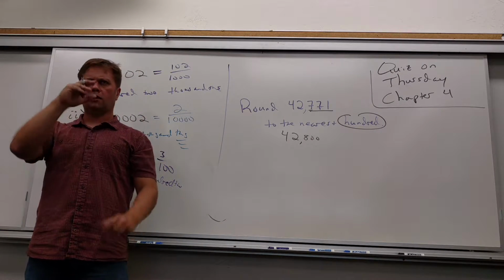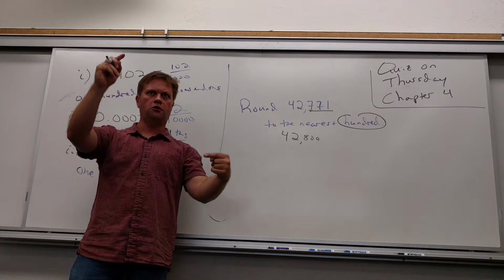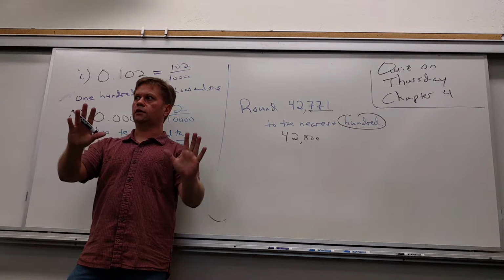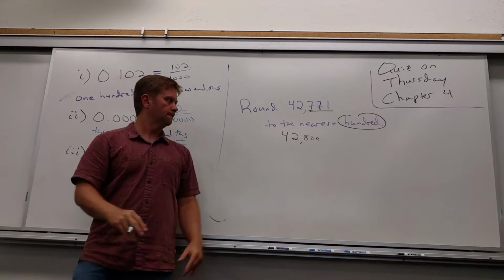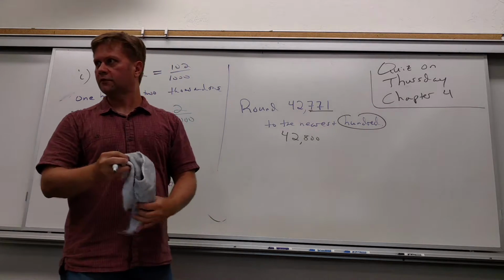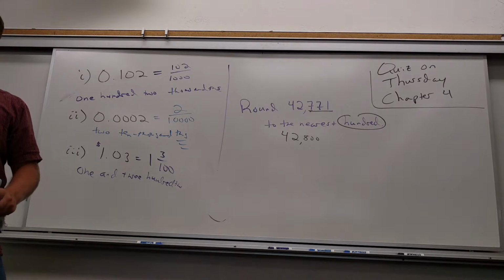How are we doing there? Remember that whole thing? You look to the next number. If it's a 5 or above, you go up. If it's a 4 or below, you stay. If it's 5 or higher, you got to take that.